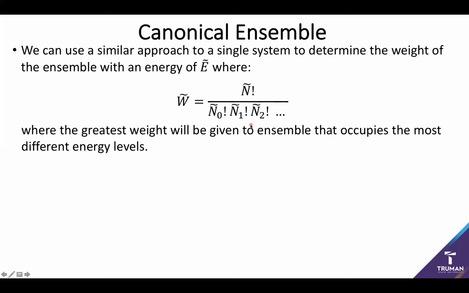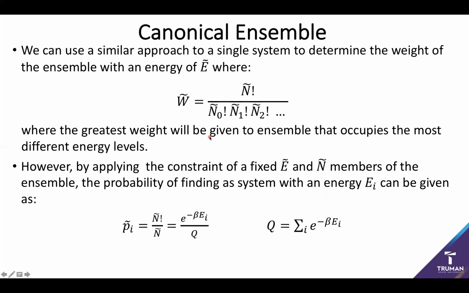So what we're going to want to specifically do is, just like we did with individual systems, try and find the ensemble with the greatest weight, as it's going to tend to be the one that dominates the system. However, one of the things to note is that if all energies are equivalent, the ensemble with the greatest weight is going to be the one that occupies the most different energy levels. Because if all my systems are in a different state, that's going to give my system a great deal of weight. Unfortunately, we also have to apply the constraints of a fixed energy and a fixed number of systems, which is going to help drive a higher probability of finding the system in low energy states.